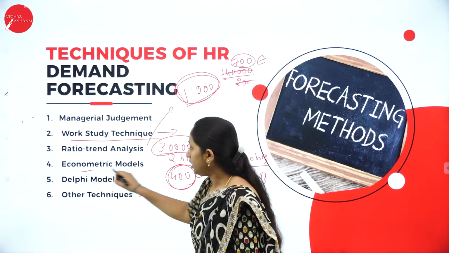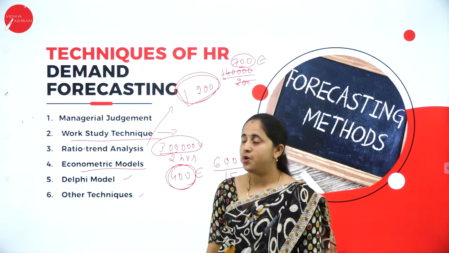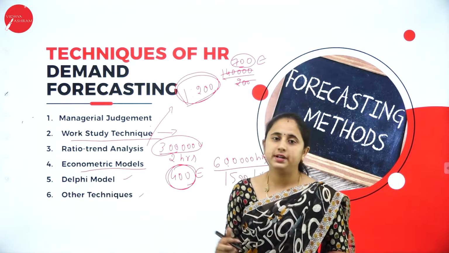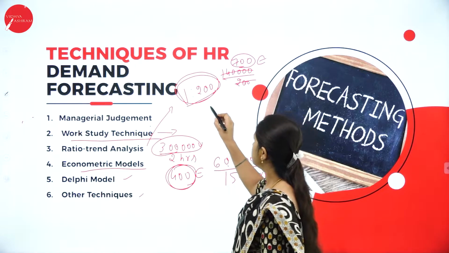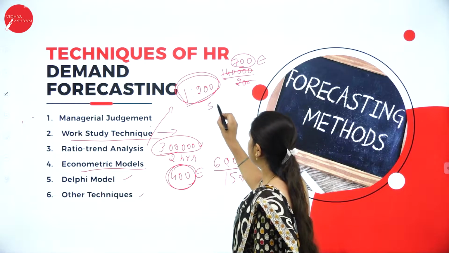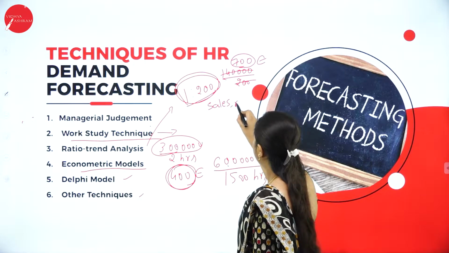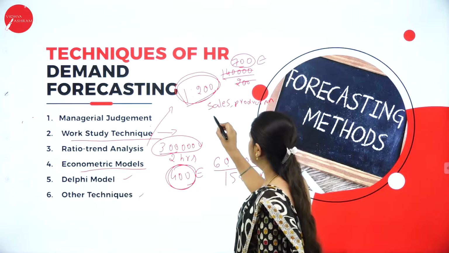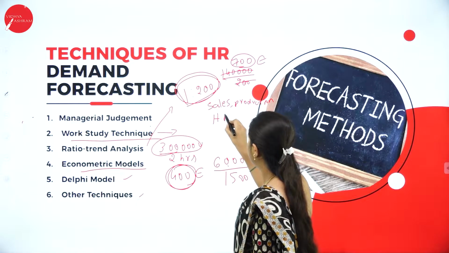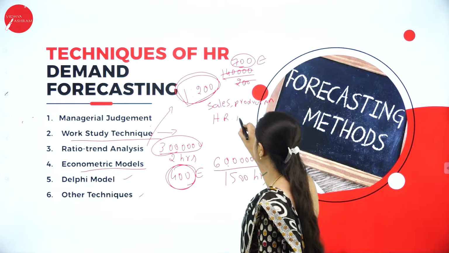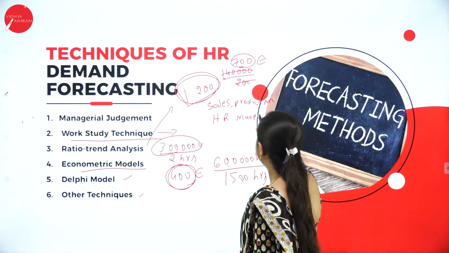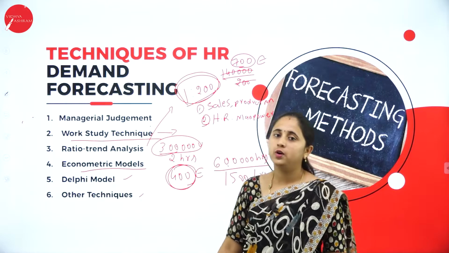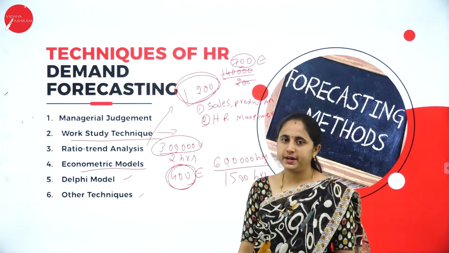Next one, econometric model. Under this model, we are going to establish a relationship between dependent variable and independent variable. So just consider sales, production, then HR, that is human resource, or manpower. In this, just identify which is the dependent variable and which is the independent variable.